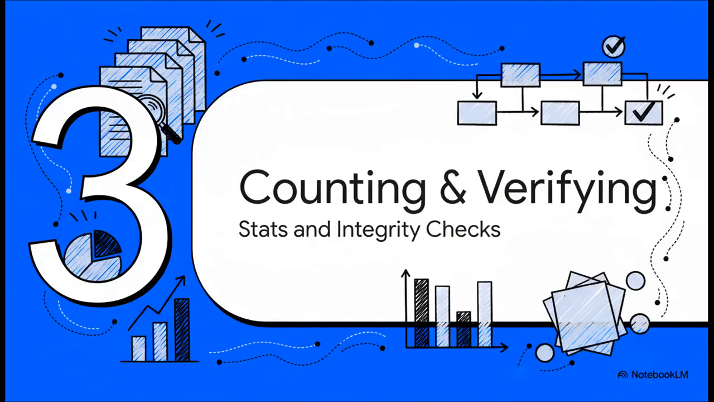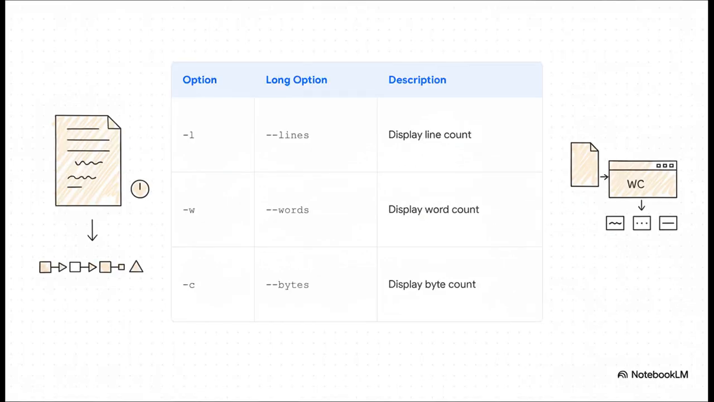Okay, moving on. Now we need some tools that don't just rearrange our data, but actually give us some stats about it. And importantly, let us check that our files are exactly what they're supposed to be. Say hello to wc, which stands for word count. If you just run wc on a file, it'll spit out 3 key pieces of info: the number of lines, the number of words, and the number of bytes. You can also get specific with options like -l for just the lines or -w for just the words. It's a super fast way to get a snapshot of a file.